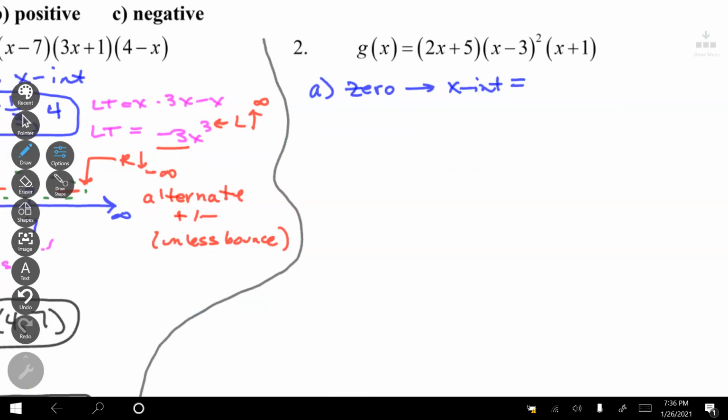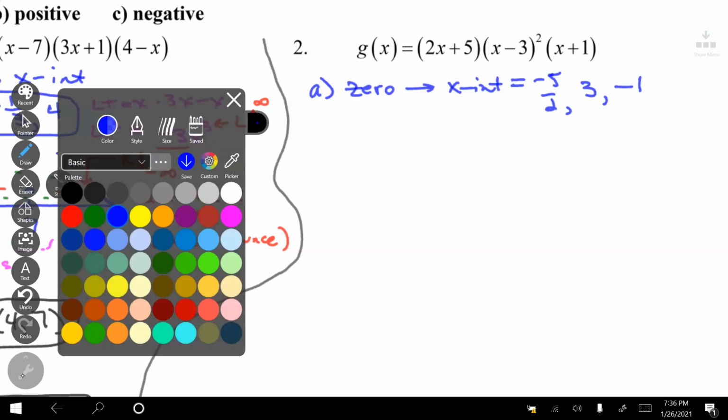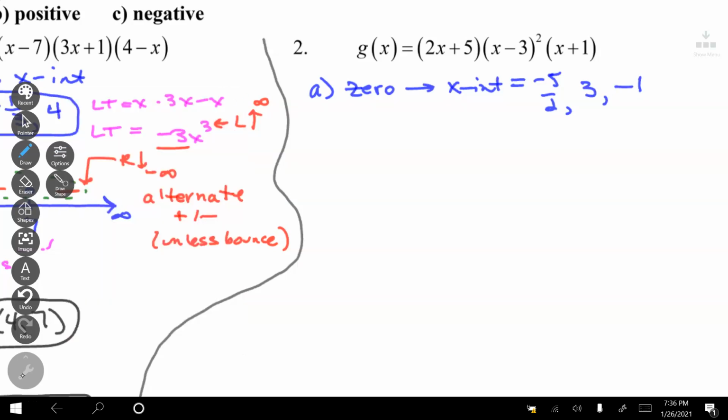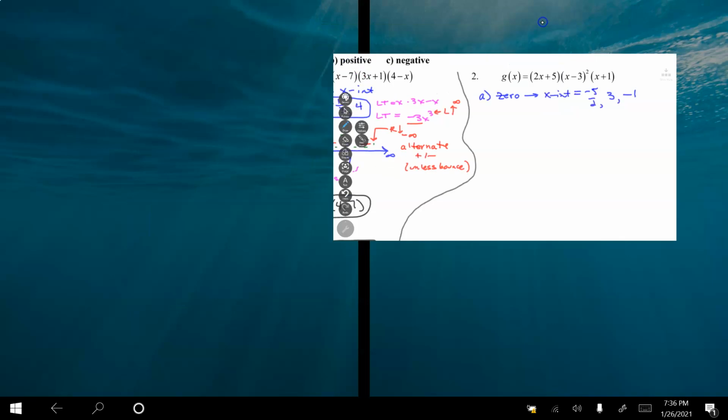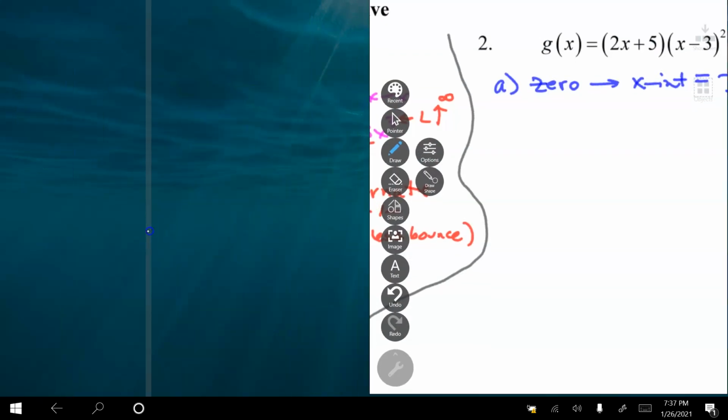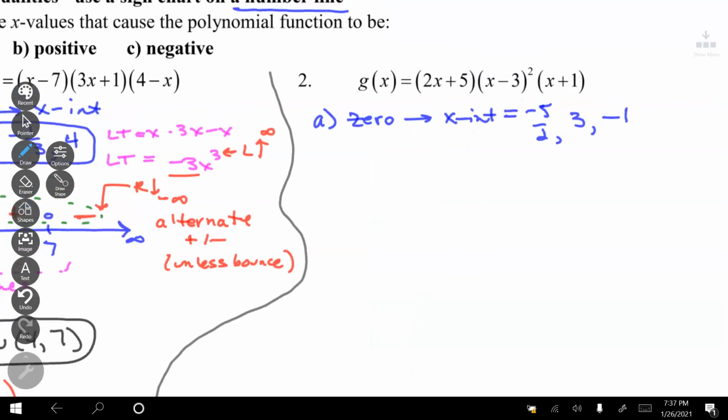The first thing I do is I want to find the zeros of the x-intercepts. And the first one is -5/2. The next one is +3. The last one is -1. But one of them is special. The squared represents a special one. So this 3 is a bounce.